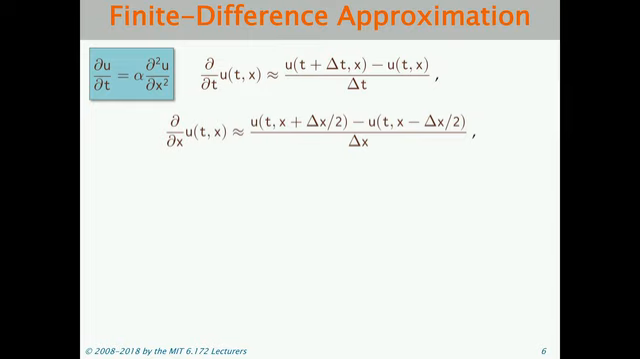And here I'm saying the partial derivative with respect to x is approximately equal to u_t of x plus delta x over 2 minus u_t of x minus delta x over 2, all divided by delta x. So notice here that instead of adding delta x in the first term and not adding anything in the second term, I'm actually adding delta x over 2 in the first term, and I'm subtracting delta x over 2 in the second term. And it turns out that I can do this with the approximation method, and it still turns out to be valid, as long as the two terms that I'm putting in, their difference is delta x.